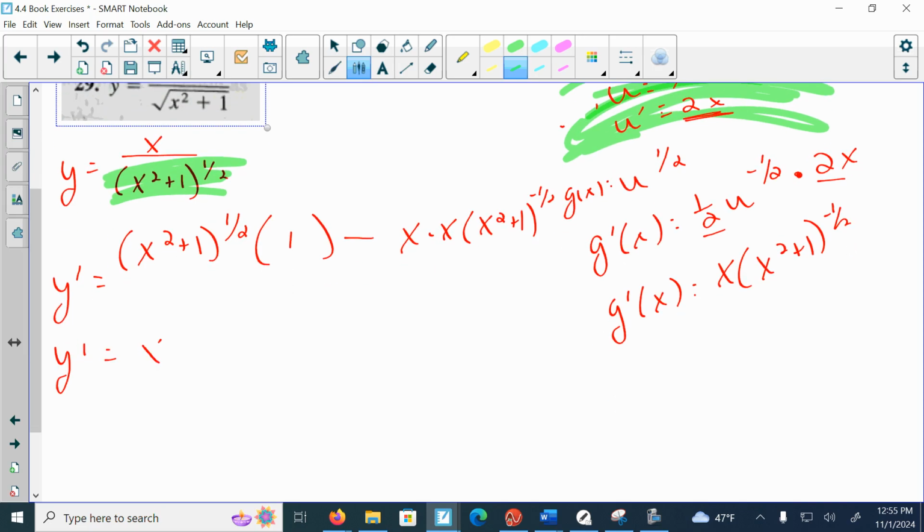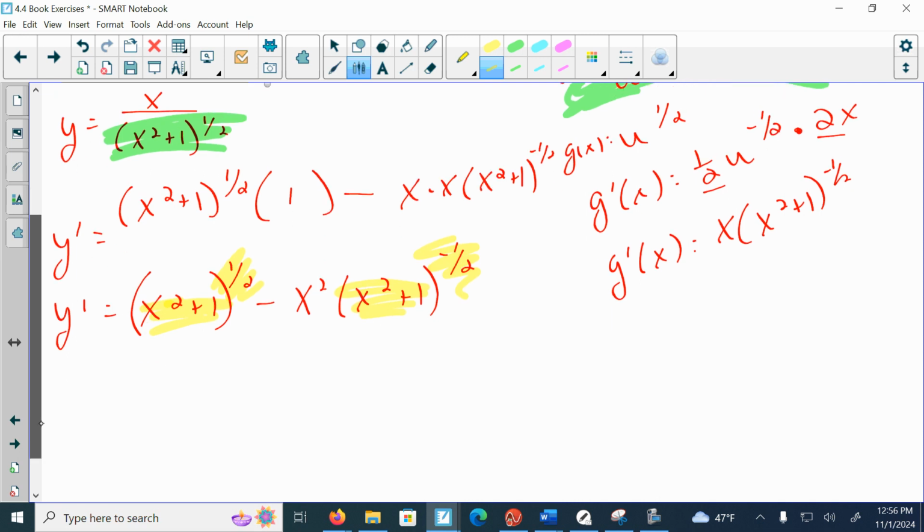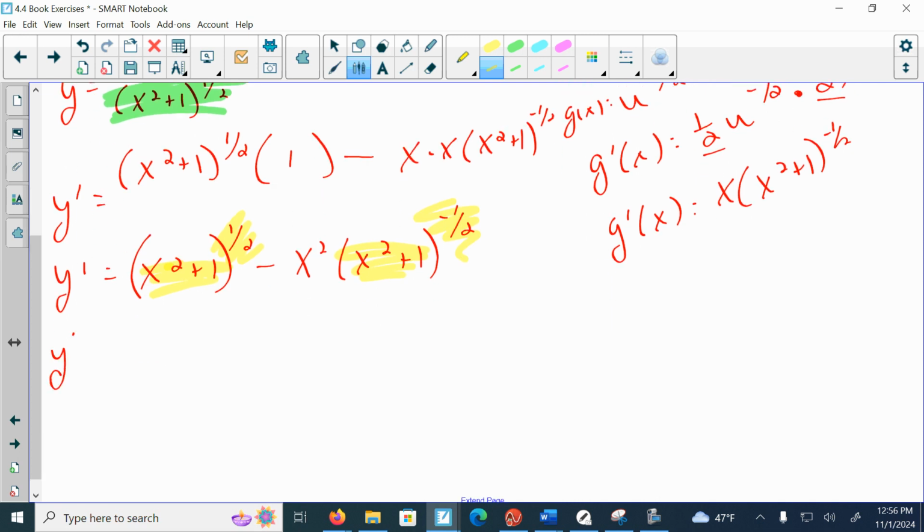So I'm going to have x squared plus 1 to the 1/2 power. I don't need that 1. Minus, and then x times x is x squared. And then x squared plus 1 to the negative 1/2 power. So that x squared plus 1 appears here, and it appears here. Once to the 1/2 power, once to the negative 1/2 power, the lowest power is that negative 1/2. So I'm going to factor out x squared plus 1 to the negative 1/2 power.